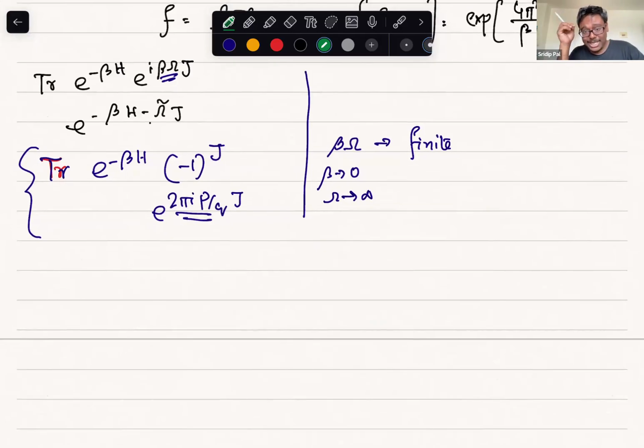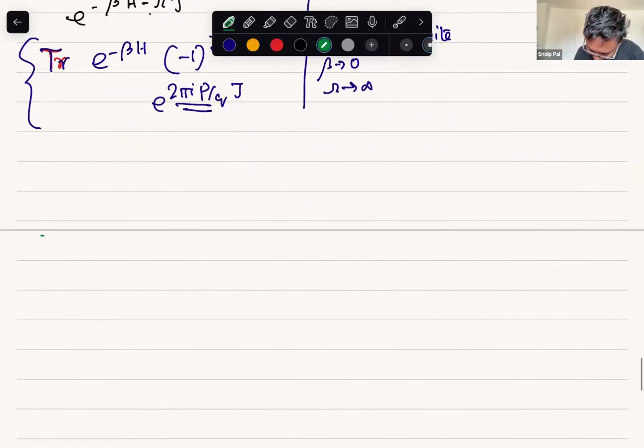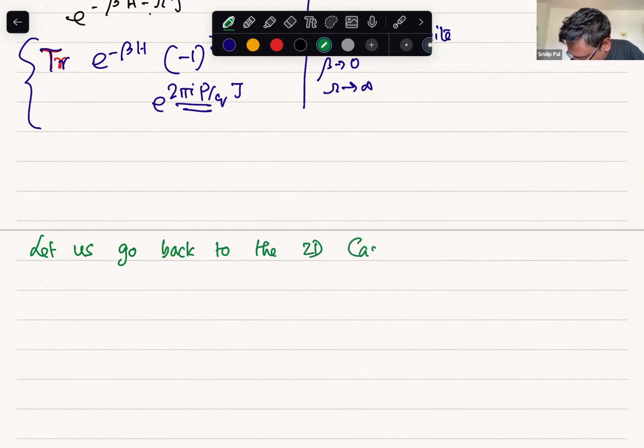So in the next step, I will rederive the 2D result using some different argument, and the hope and the idea is to promote this argument to higher dimension, and then we will have results in higher dimension as well. So let us go back to the 2D case.